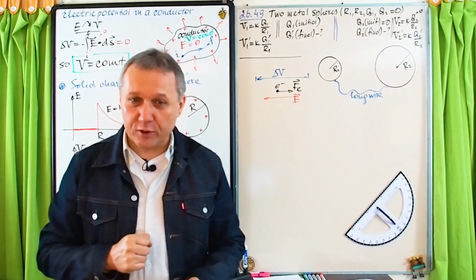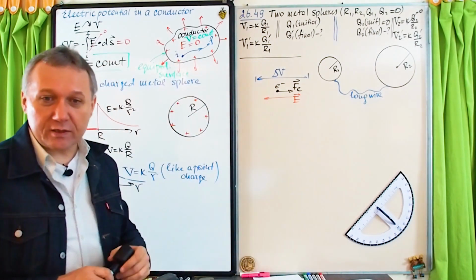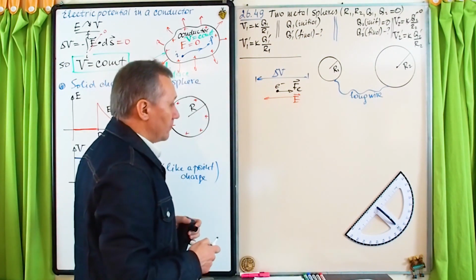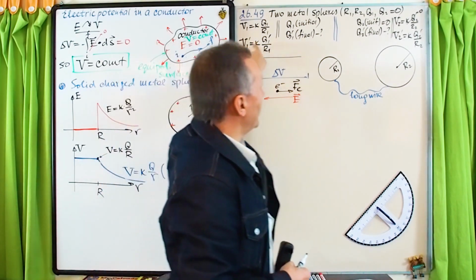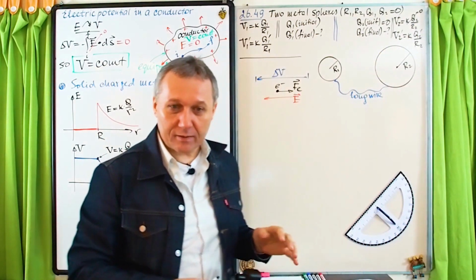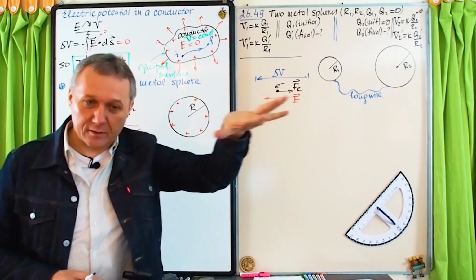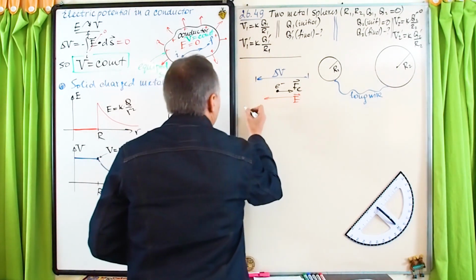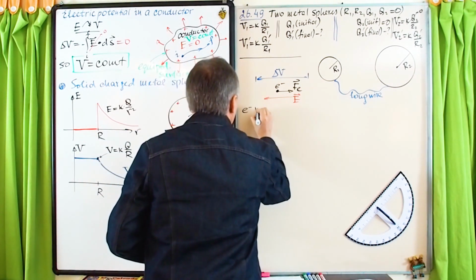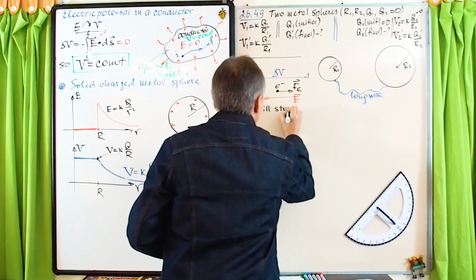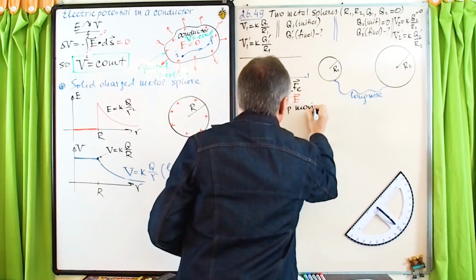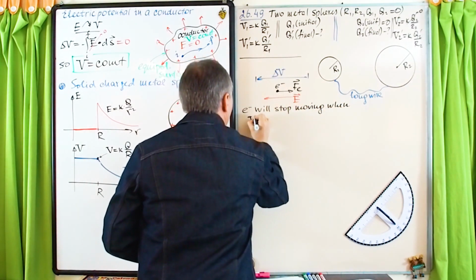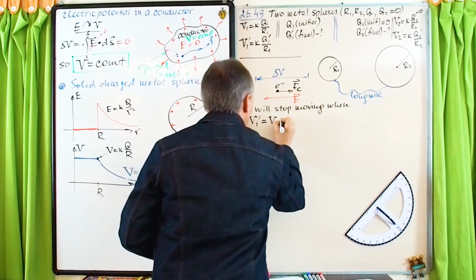So the first piece of physics which we need to use in this problem is that the electric potential must be equal. So this V1 prime must be equal to V2 prime, right? After we connect them, that new electric potential must be constant, must be the same. Right, so let me write: electrons will stop moving when V1 prime equals V2 prime.